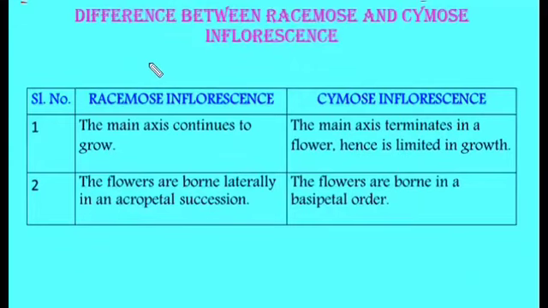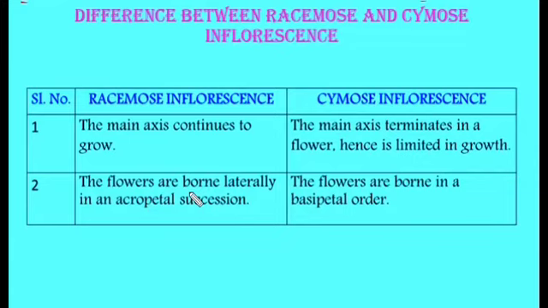Now it is very important to differentiate the two types of inflorescence: racemose inflorescence and cymose inflorescence. As I said in the previous slide, in a racemose inflorescence, the main axis continues to grow because of the presence of the apical bud, whereas in the cymose inflorescence, the main axis terminates in a flower, hence there is limited growth. Therefore the racemose inflorescence is known as indefinite type of inflorescence, whereas the cymose inflorescence is known as definite type of inflorescence.